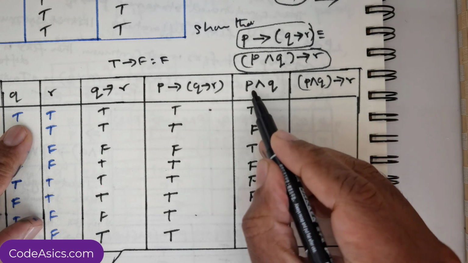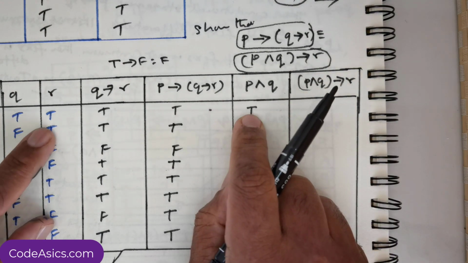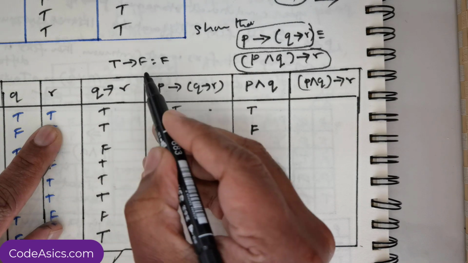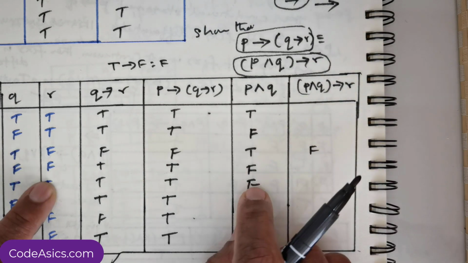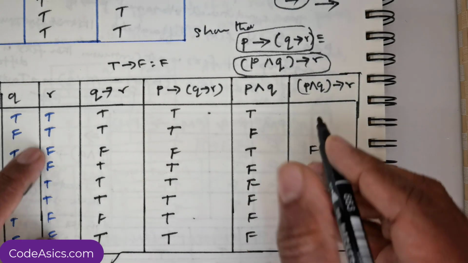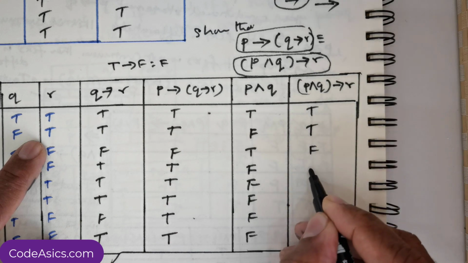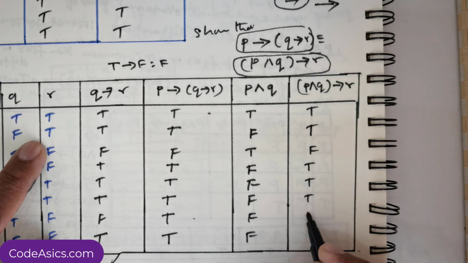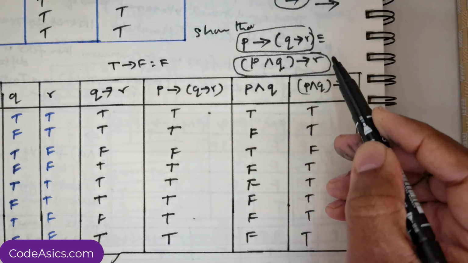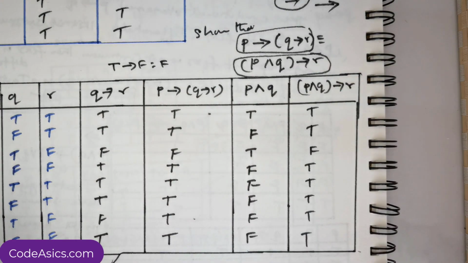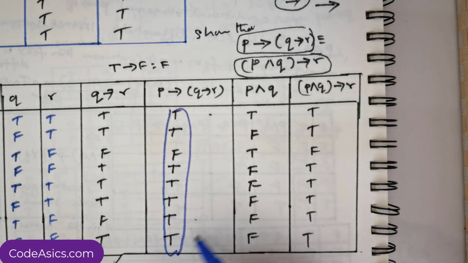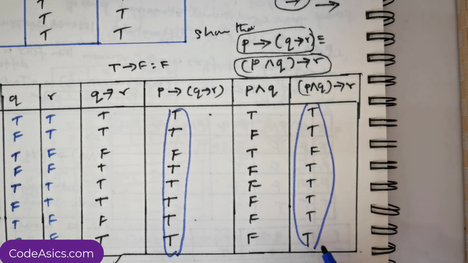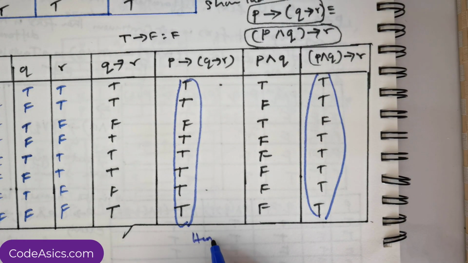So now it's P conjunction Q. There is a conditional against R. So look for the key. T going to F is F. T going to F is F. T going to F, no. The rest of them are T, T, T, T, T, T, T. Now we have to check the equivalence of these two. So clearly you can see that, you see that? This is same as this. Hence, they are equivalent.